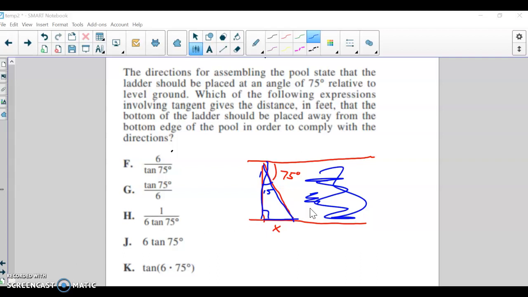Okay, I just realized that we must be missing a piece of information here. So sorry, this question has a typo. I'm guessing that we need to know there's a 6 somewhere in here, either that the ladder is 6 feet or this height is 6 feet, because the way it is now we don't have enough information to do the question. So sorry, this one is a typo.